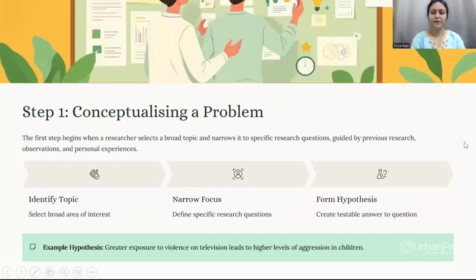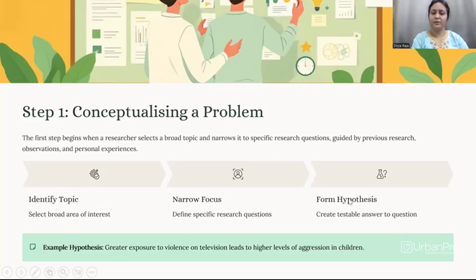So, our first step in scientific research is conceptualizing a problem. So, when I select a broad topic, then I have to narrow it down to a very clear and specific research question. How do I do that? I will have to use previous research and I have to conduct a lot of observations and record personal experiences of my subjects. So here I identify the topic first, then I narrow down my focus. I have to define a specific problem statement or research question.